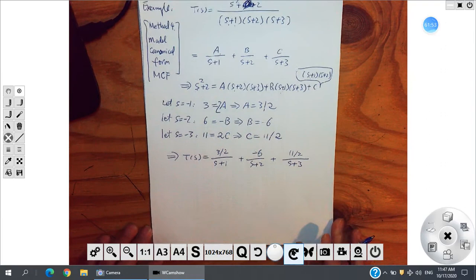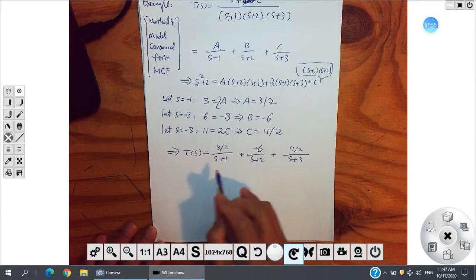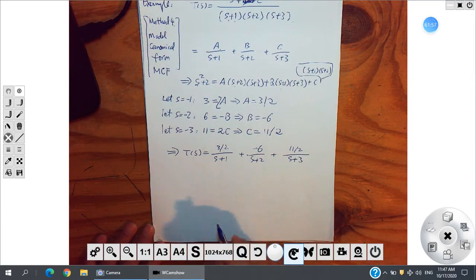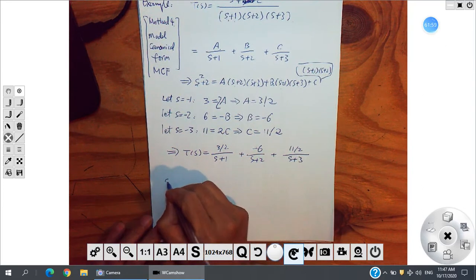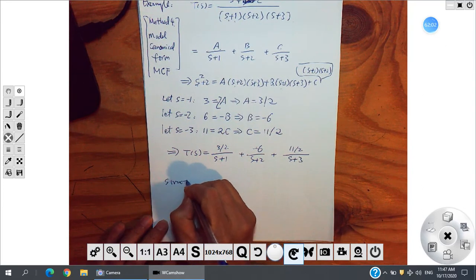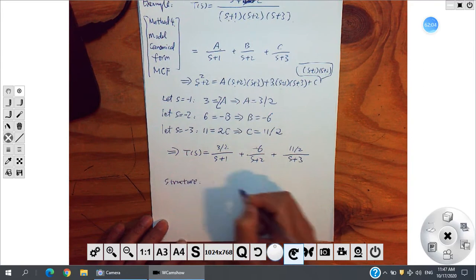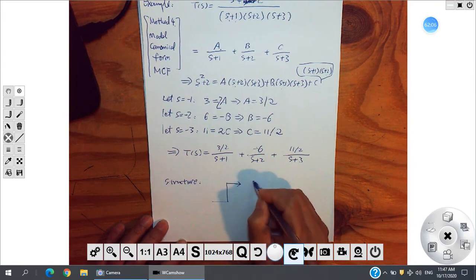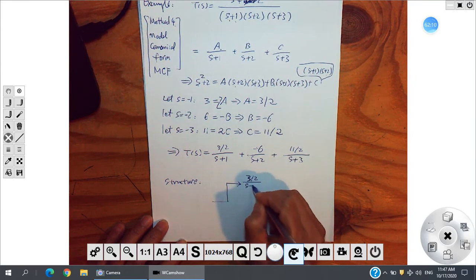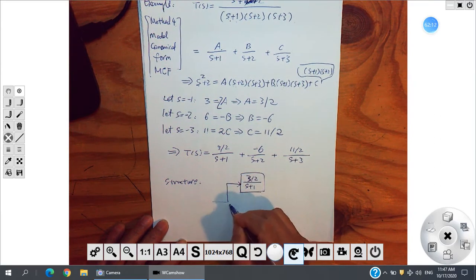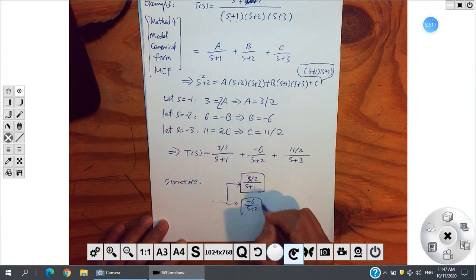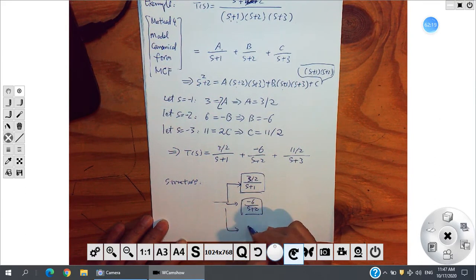Okay, now we have structure. Based on this, we have three parts. So the structure can be like this: 3 over 2 times 1 over S plus 1, -6 over S plus 2, and 11 over 2 times 1 over S plus 3.